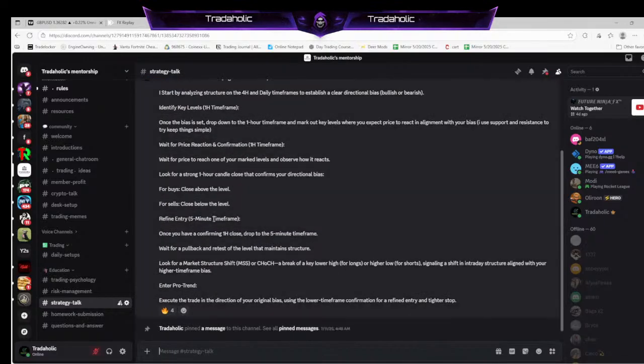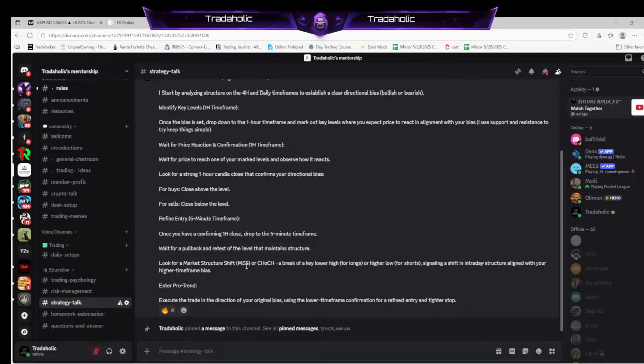I refine my entry, because I don't just enter right after the close. So I drop down to the 5-minute time frame just to get an idea of what it looks like, to be more precise on how the higher time frames will go, right? I need my 5-minute time frame to align with my overall bias. Once you have a confirming 1-hour close, drop down to the 5-minute time frame. I'll wait for a pullback and a retest of that level that maintains structure.